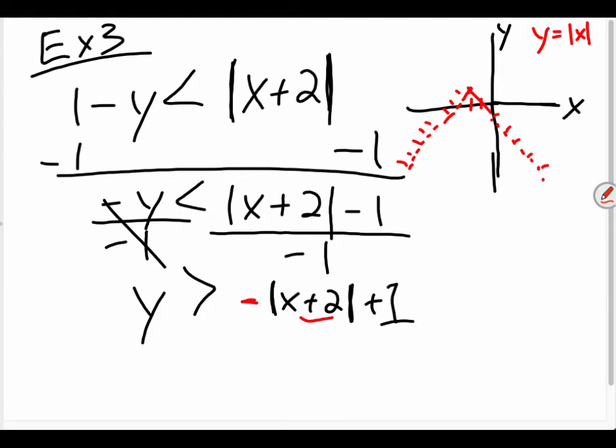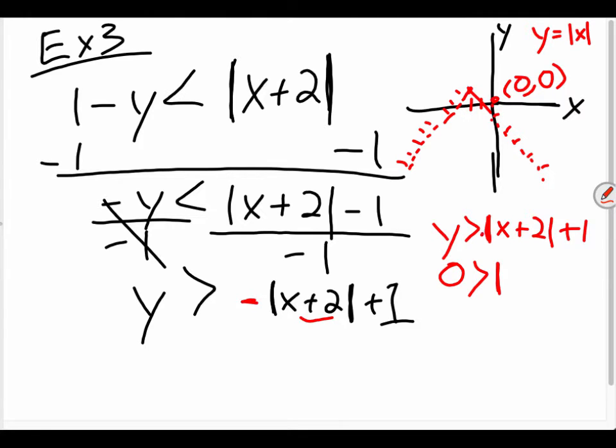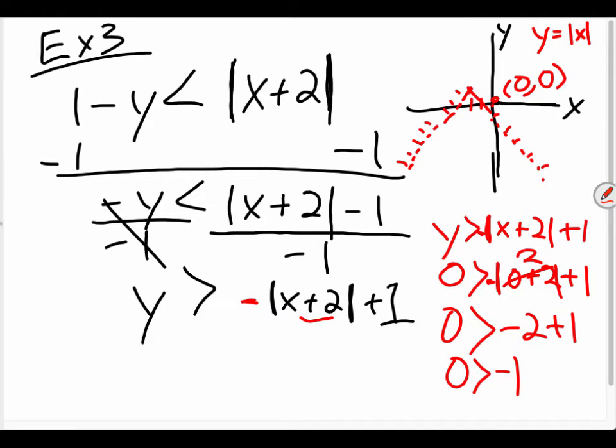Now, how do I verify that? I pick some point that isn't in the V. 0, 0 works out good. So I say that y is greater than negative the absolute value of x plus 2 plus 1. 0 is greater than negative the absolute value of 0 plus 2 plus 1. The absolute value of 2 is 2, but I have this negative symbol, so I've got negative 2 plus 1. And so I have 0 is greater than negative 1. Is that true? Yes. So the shaded region is all this stuff.